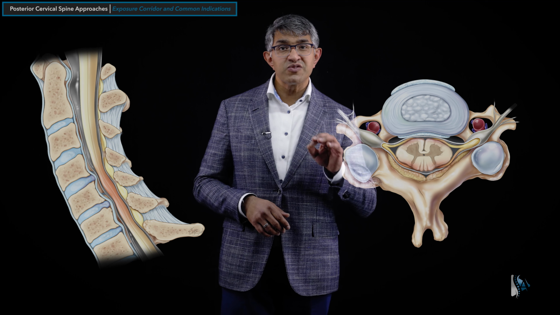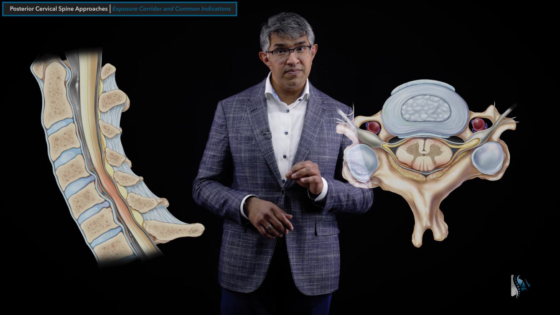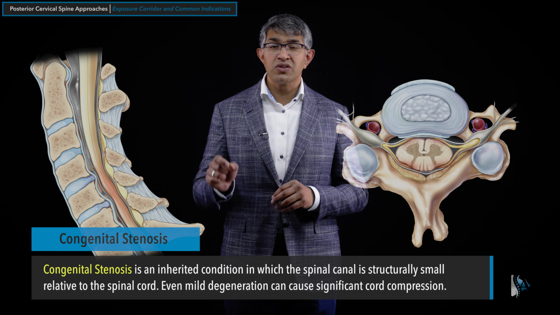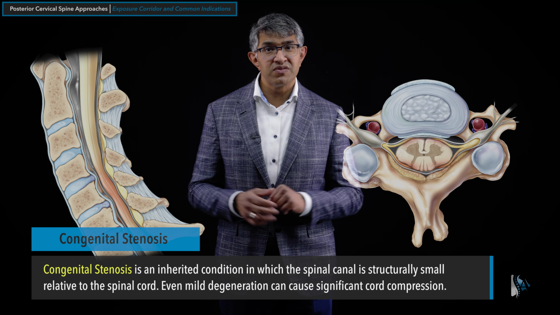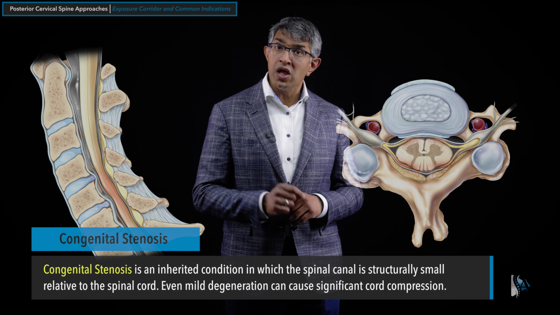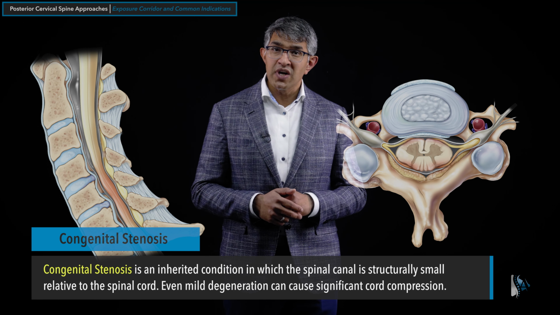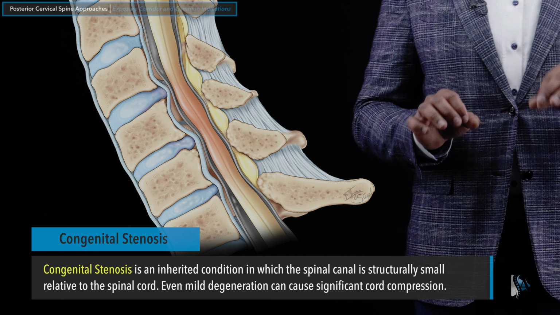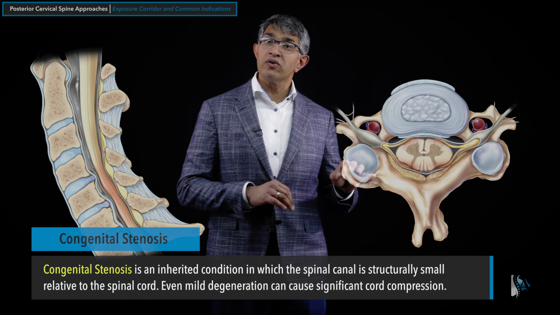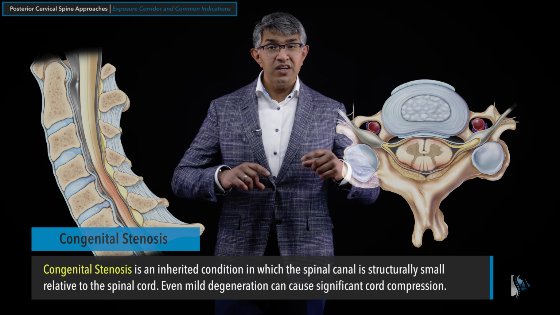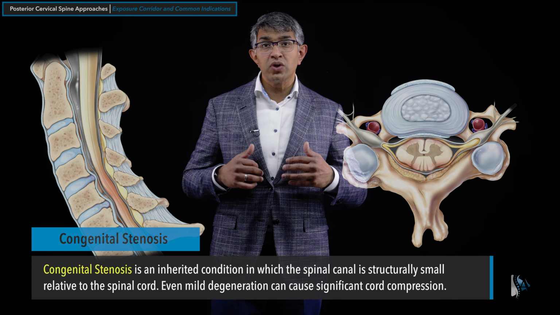And we call that situation congenital stenosis. So congenital stenosis is really an inherited condition. It's a condition that you get from your parents, and often it runs in families, in which the spinal canal is structurally small relative to the spinal cord. So even mild degrees of degeneration, like you might see over here, can cause significant spinal cord or spinal nerve compression.